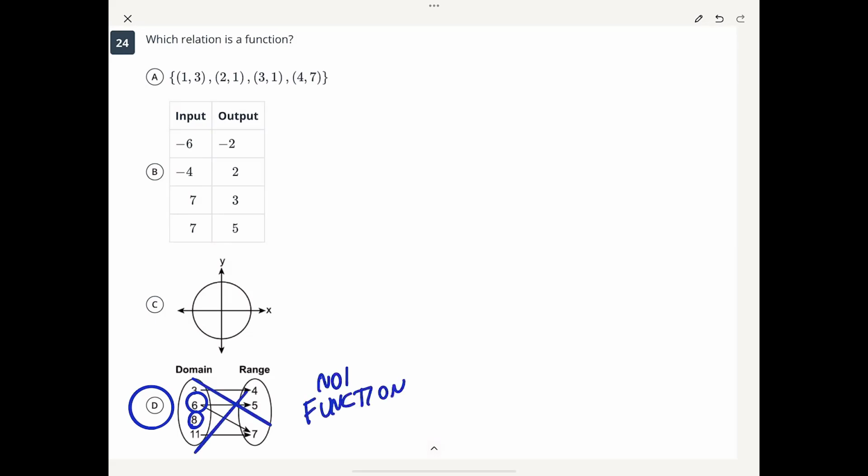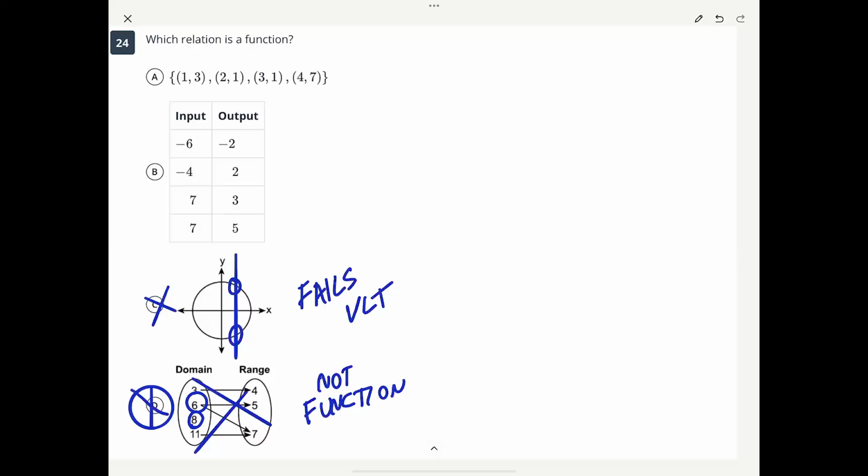Now, if I look at C, if I draw a vertical line, you can see that the vertical line hits the graph twice. So this one fails the vertical line test. So this is not a function.